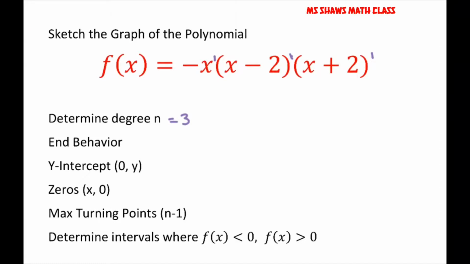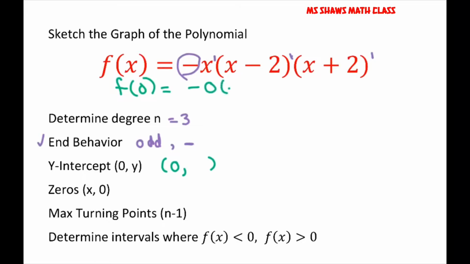Our end behavior we're going to discuss in a minute. Just know that we have an odd degree, and it's negative here. Now our y-intercept is when x is 0, what's your y? So we're going to plug in 0. And that's just going to be 0 times negative 4, which is 0.